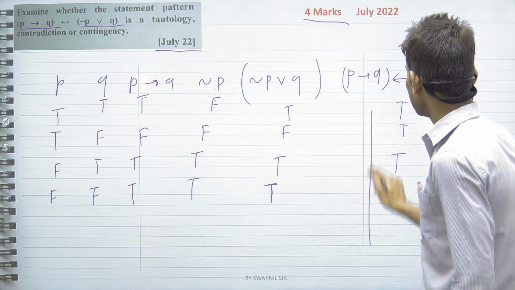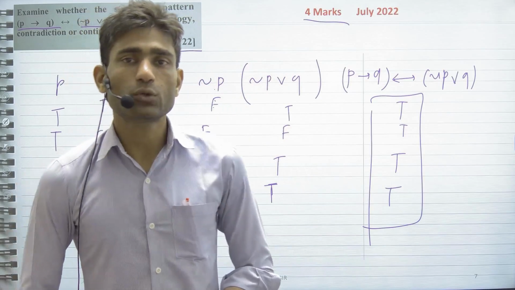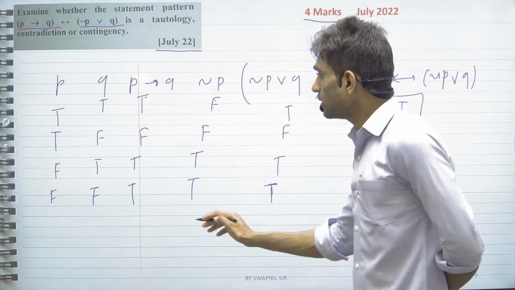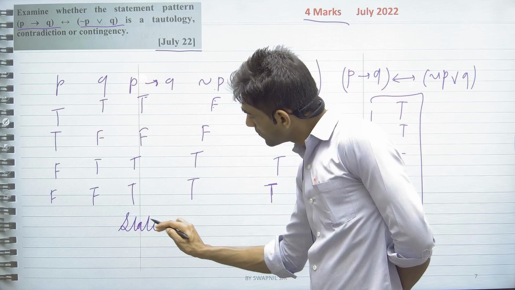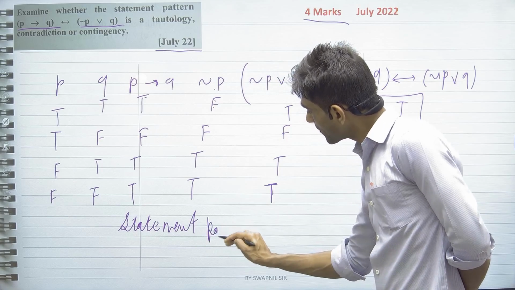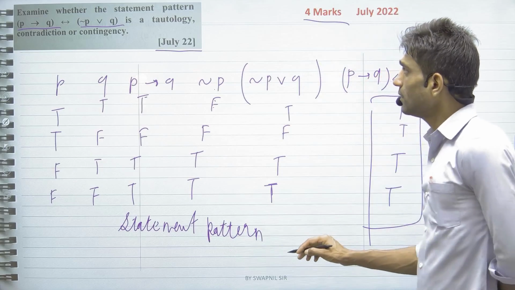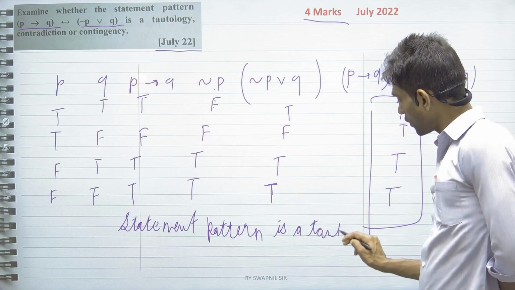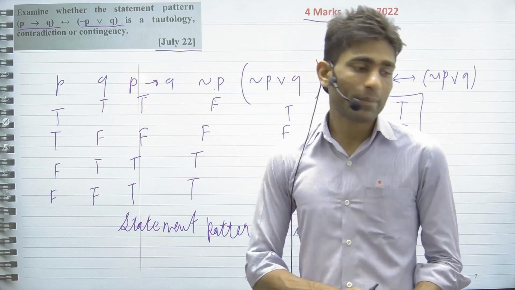Okay, now see that our last entire column gives us all the values of our statement as true. So if all the values of the statement are true, then we consider the statement pattern a tautology. I'm not writing the full sentence, so you have to understand that our given statement pattern is a tautology.